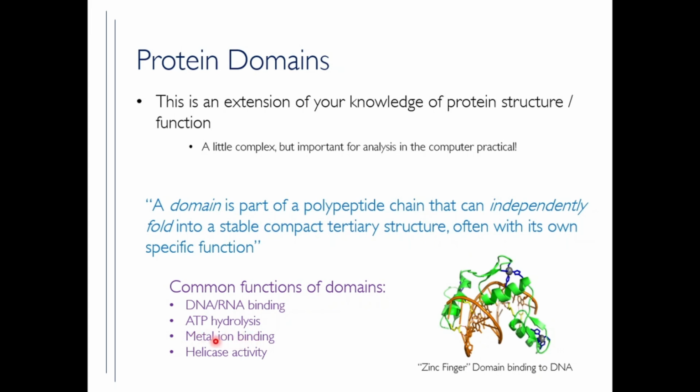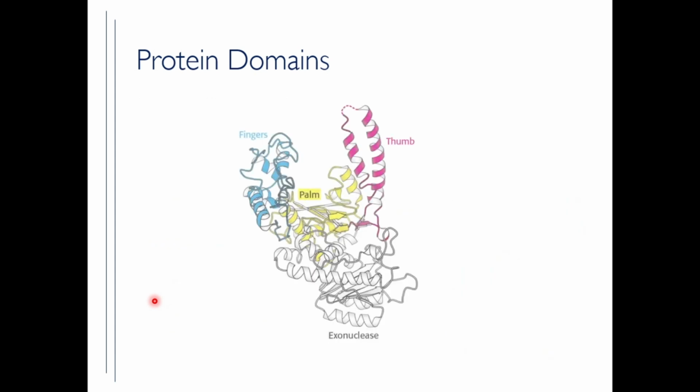Metal ion binding and helicase activity as well. So RNA polymerase, for example, doesn't recruit a separate helicase before it can actually access the bases within the duplex to catalyze transcription and creation of RNA. Within its actual structure, it has a domain that has helicase activity. So we often say it has intrinsic helicase activity. So this is an example.